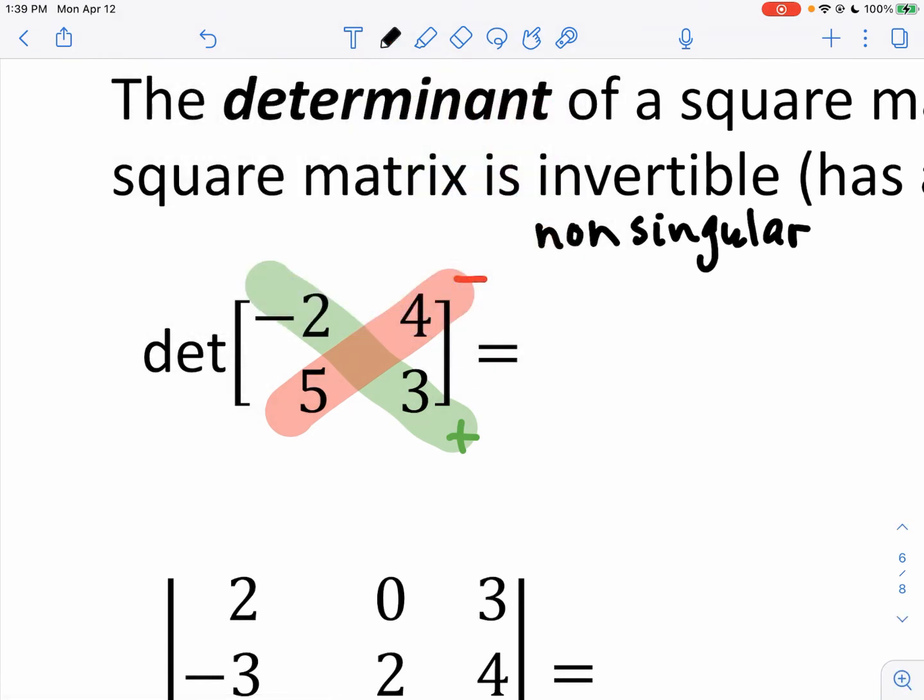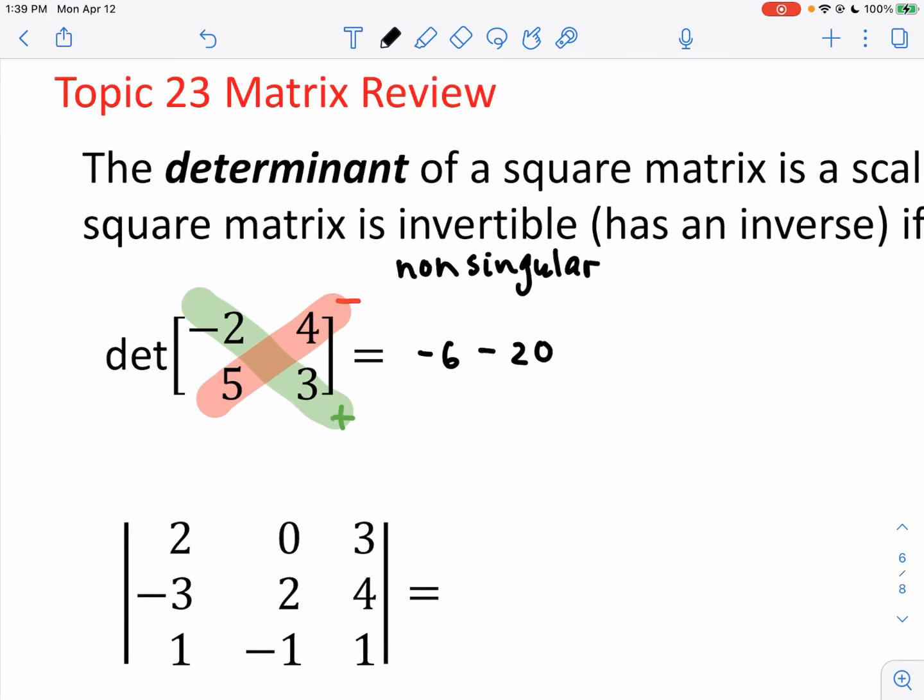We do -2 times 3, which is just -6, and keep the sign. That's what this plus means. Don't alter the sign. It doesn't mean make it positive. It means don't alter the sign. And then we do 5 times 4, which is 20, but change the sign. So we get -20. So we get -6 minus 20 is -26.